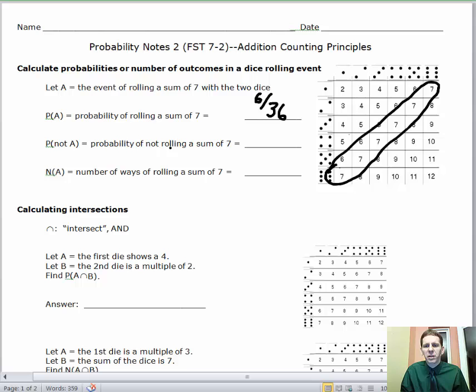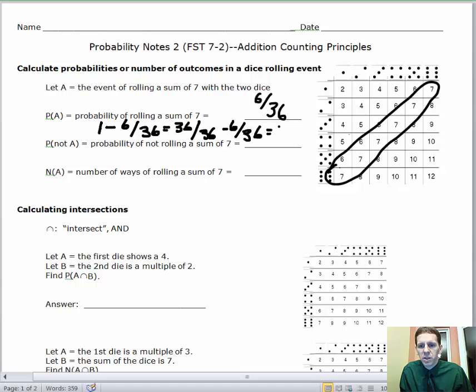Obviously, the probability of not rolling a sum of 7 is what's left over. It's these other blank squares. Now you could add these individual numbers together, all the 2s, 3s, 4s, 5s, 6s, 8s, 9s, 10s, 11s, and 12s. Or what you can do is you can always take this number away from 1. Not rolling means everything but this. So you could take 1 minus 6 over 36. You might recall that's the same as 36 over 36 minus 6 over 36. And this is equal to 30 over 36.